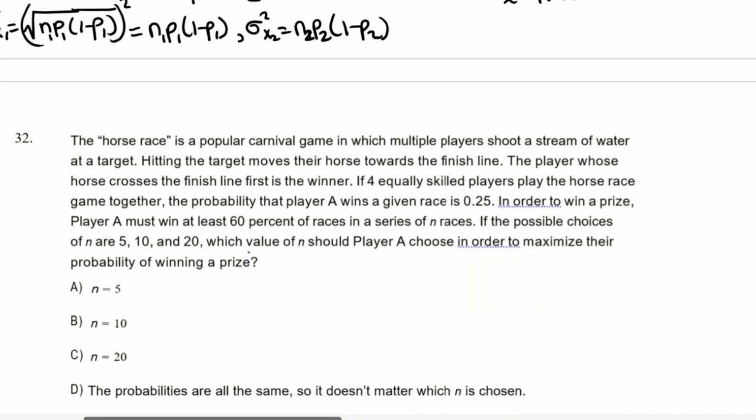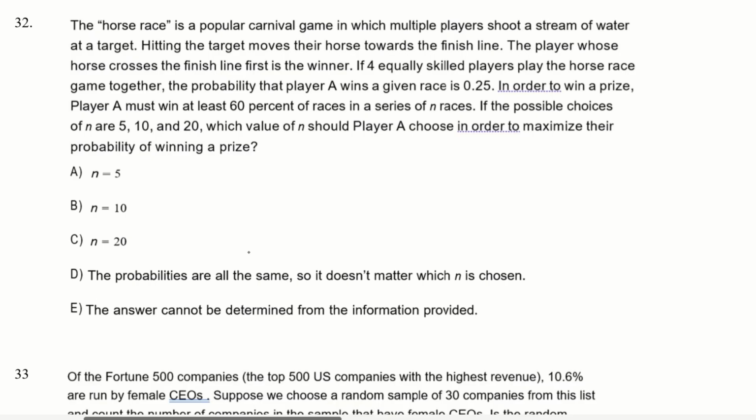All right, so on number 32, the horse race is a popular carnival game in which multiple players shoot a stream of water at a target. Hitting the target moves their horse towards the finish line. The player whose horse crosses the finish line first is the winner.